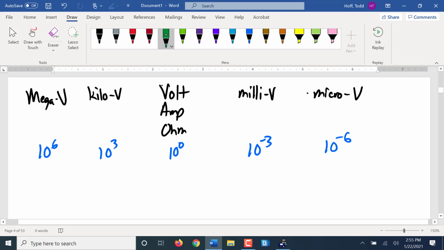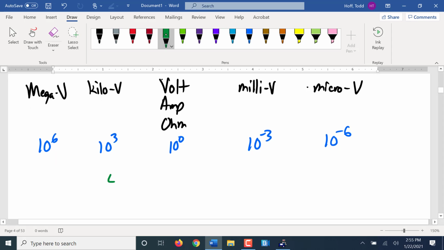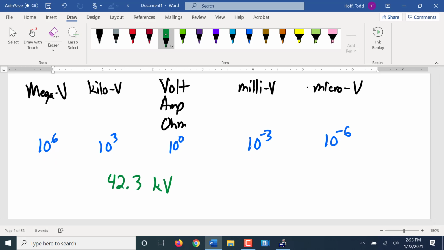So if I look at something like 42.3 kilovolts, that is really saying 42.3 times kilo, 10 to the third, volts. It's scientific notation or engineering notation. The engineering notation goes along with our metric units and metric prefixes. So we can convert easily.